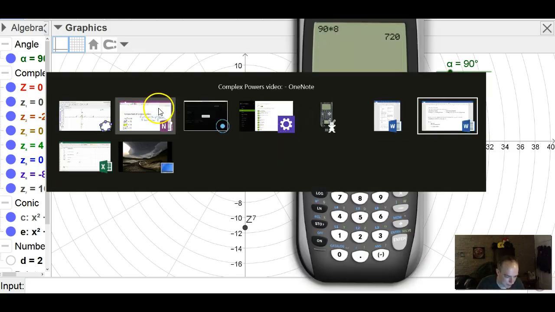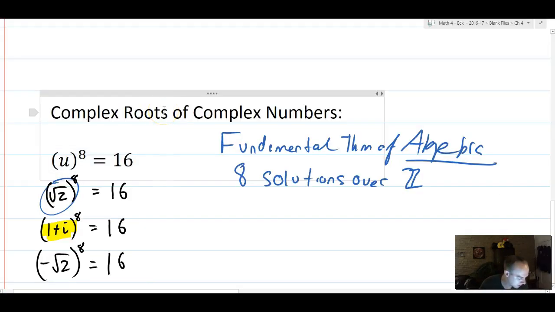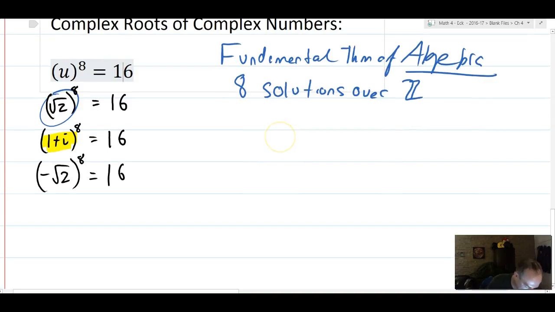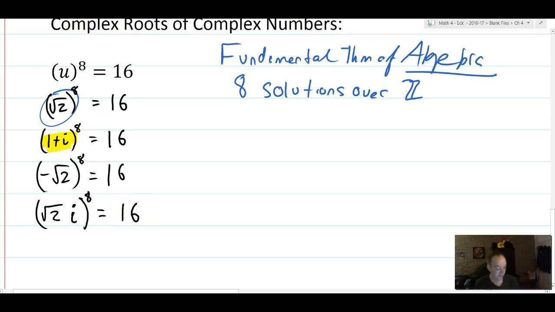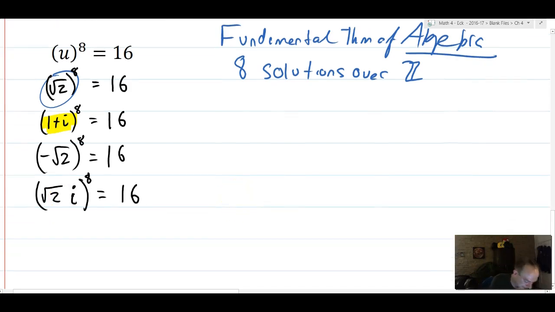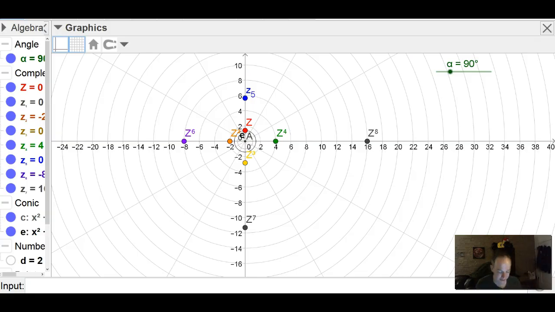I'm going to go ahead and write down that root that I've just discovered. So that was along the imaginary axis. So that root is going to be square root of 2 times i, to the 8th, is also going to equal 16. If you don't believe me, check it in your calculator, do it by hand. I don't really care how you do it, it's easy to do. We'll also get 16. All right, let's go back to GeoGebra and keep playing.